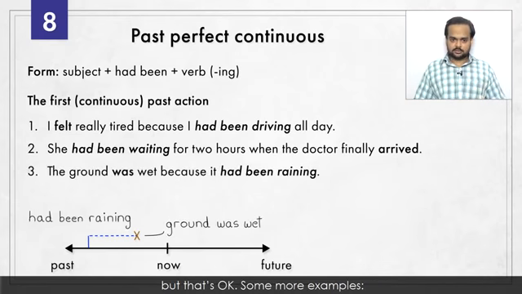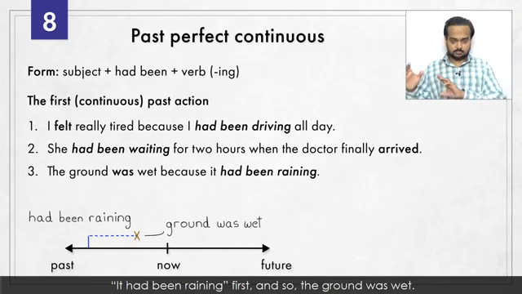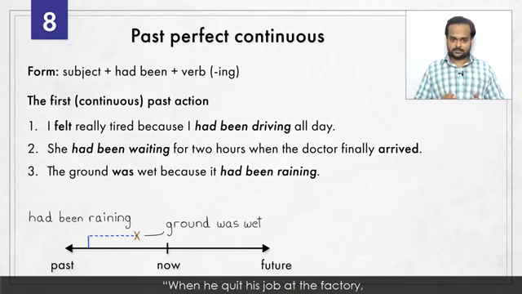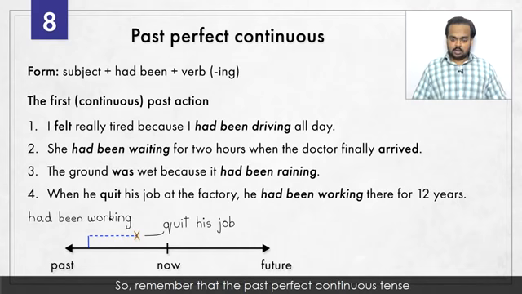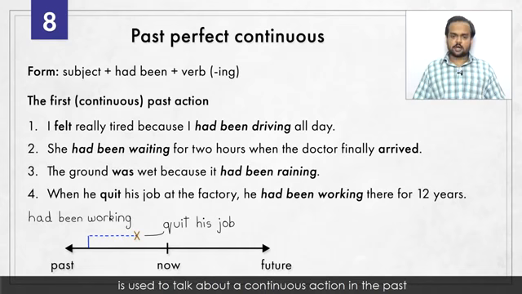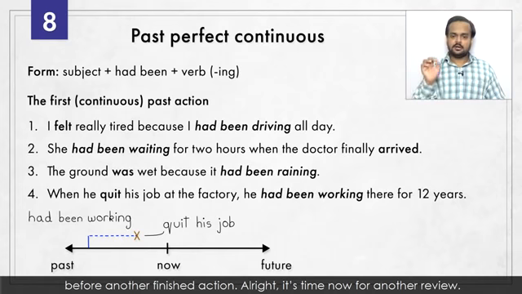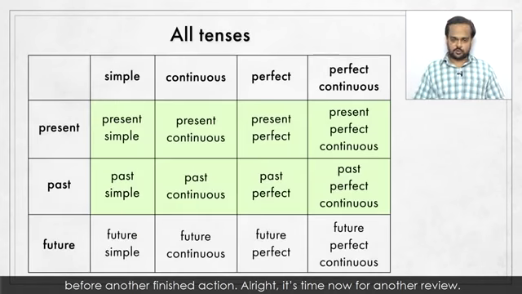Some more examples. The ground was wet because it had been raining. It had been raining first, and so the ground was wet. When he quit his job at the factory, he had been working there for 12 years. So remember that the past perfect continuous tense is used to talk about a continuous action in the past before another finished action.